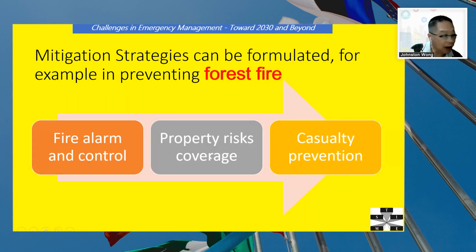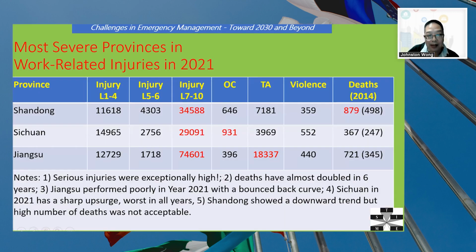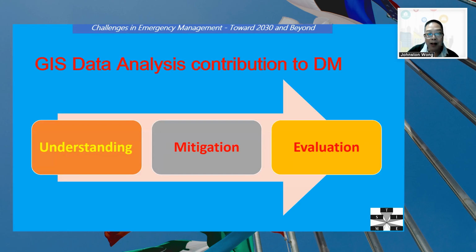Well, our time is running fast. So I would just skip this and then skip another analysis of mitigation of work-related injuries. I would just skip this. And then I would come to a certain conclusion.